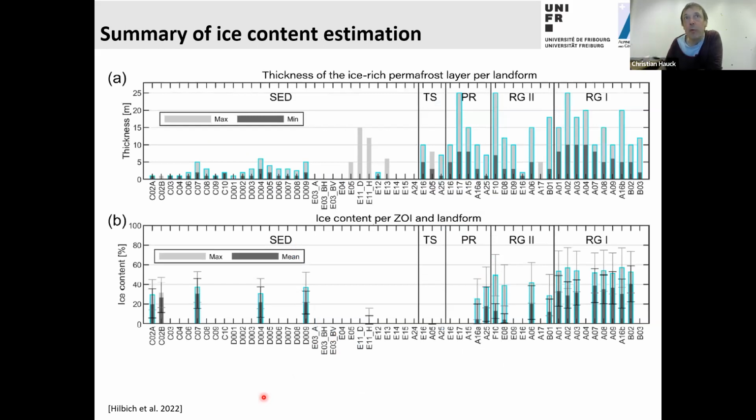And then we came up with an assessment of thickness of the ice-rich layer for the different profiles. You see it's quite a lot of profiles which we analyzed. These are all rock glaciers, these are talus slopes, and these are colluvial sites. And we can also, at least for those sites where we have seismics, calculate the ice content.